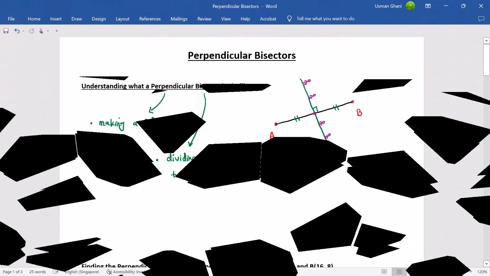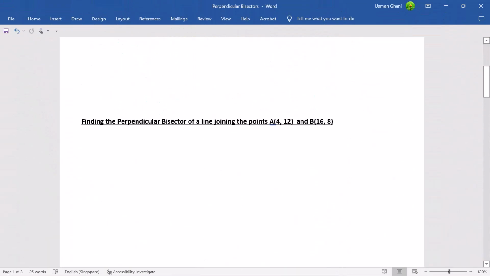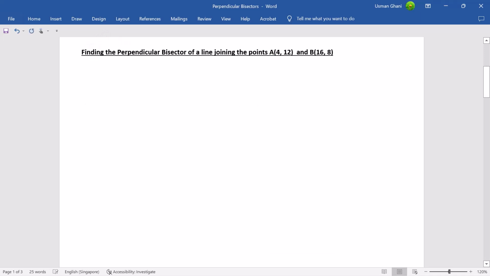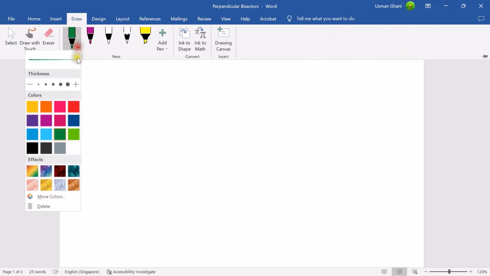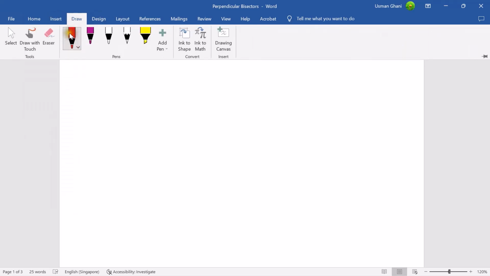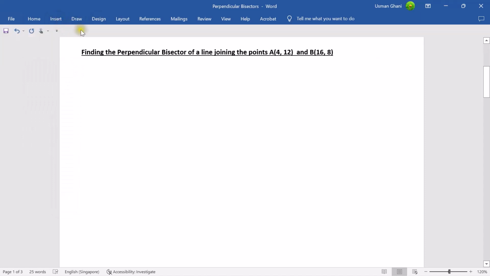Let's now jump into a question where we actually find the perpendicular bisector of a line joining 2 points, and those 2 points are actually going to be (4, 12) and (16, 8). So first of all, when you want to find the equation of a line, you need two things. You need the gradient and you need the y-intercept, so that you can basically write the equation of the line in the form of y = mx + c.